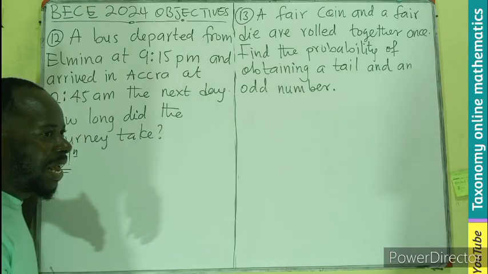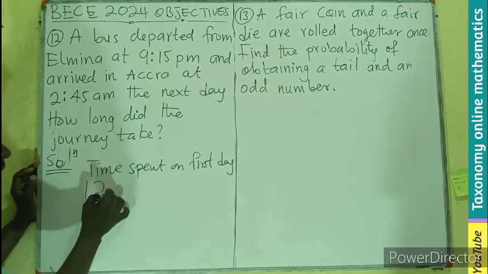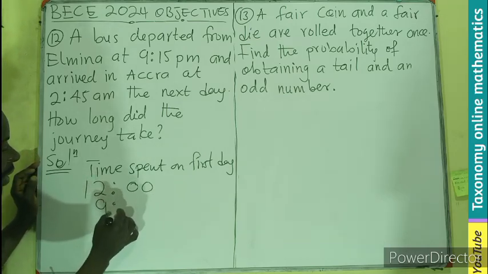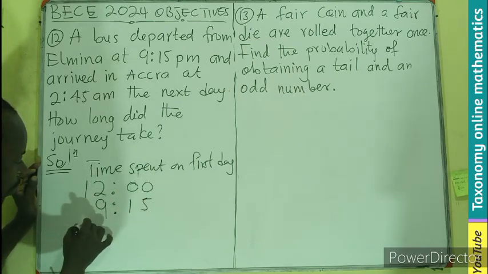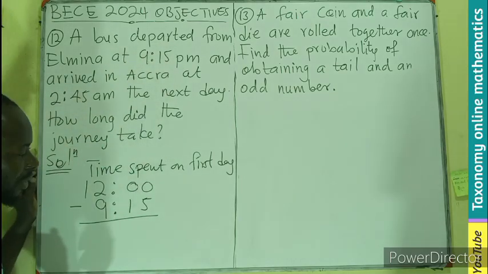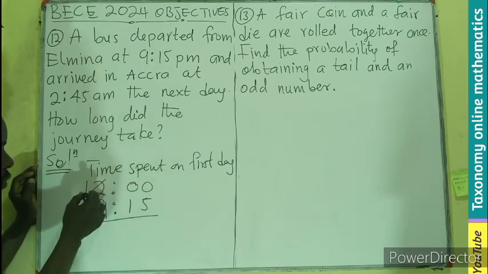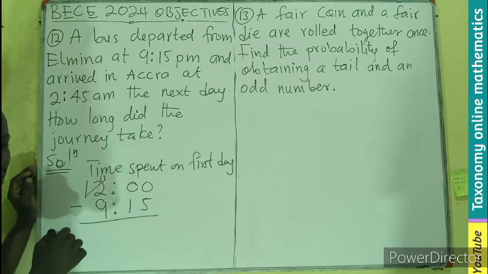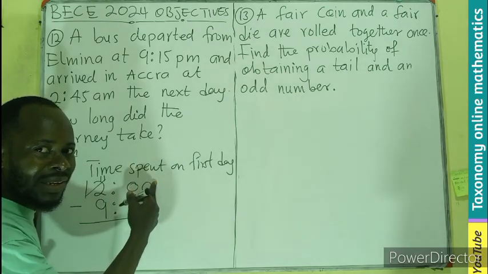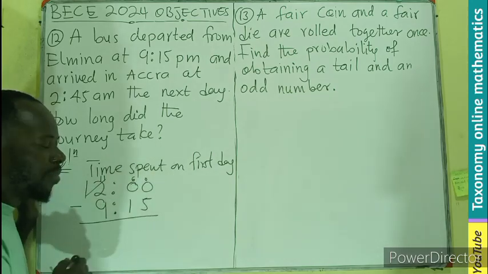if you want to find the time spent on the first day, it is going to be the 12 midnight minus the time you started the journey. So 12 midnight minus the 9:15 p.m. So we know here we have zeros, we have to borrow from here. So you borrow one from here to make it 11. Then the one you are borrowing is in the hour section, move into the minute section, becomes 60. 1 hour is 60 minutes. So I'll be having 60 minutes.